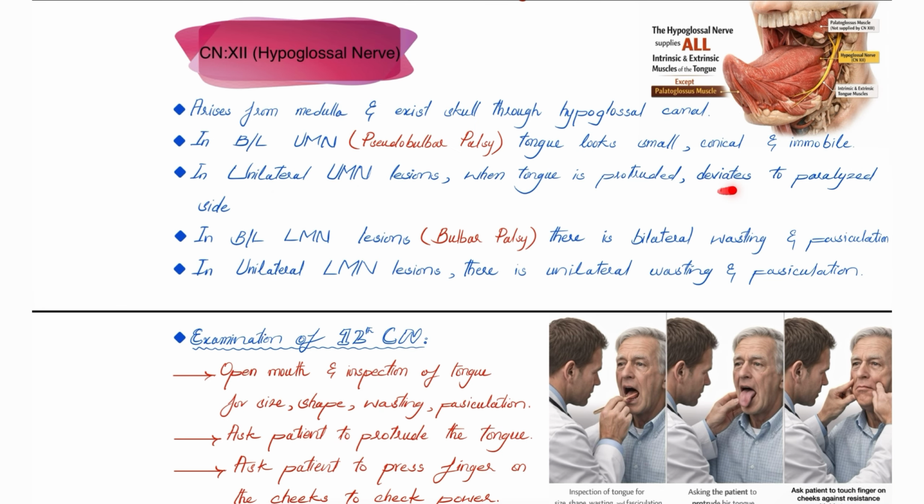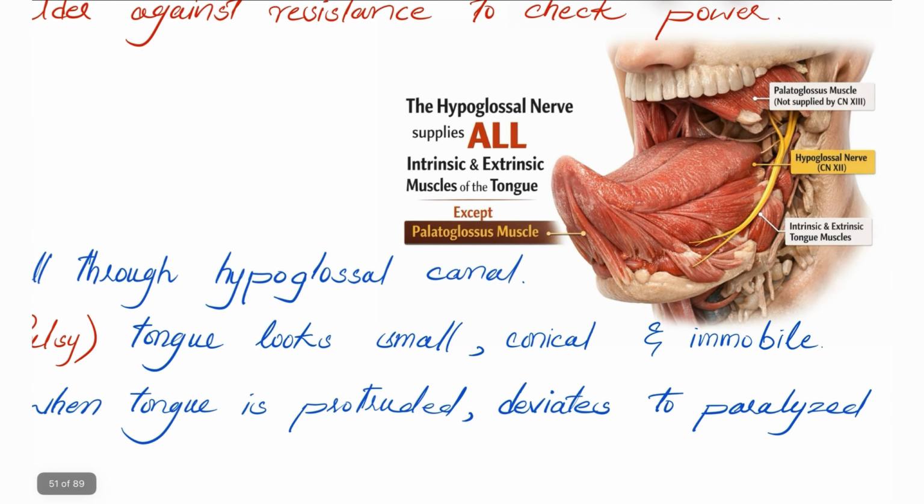And in bilateral lower motor neuron lesions such as bulbar palsy, there is bilateral wasting and fasciculation. In unilateral lower motor neuron lesion, there is unilateral wasting and fasciculation. So hypoglossal nerve supplies all intrinsic and extrinsic muscles of the tongue except palatoglossus muscle, which is supplied by 10th cranial nerve, that is vagus nerve.